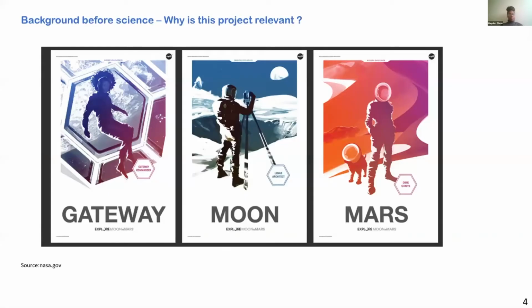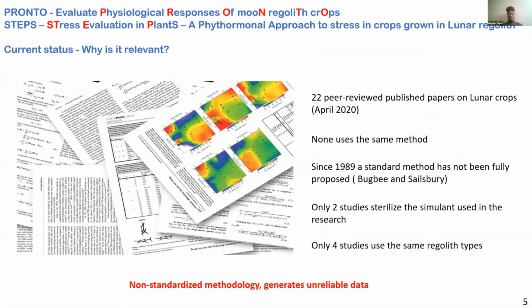First, before we start, a little bit of background: why is this important? As of April 2022, there have only been 22 peer-reviewed published papers on lunar crops. Of these 22, only 2 research studies have used sterilized simulant, and the other 4 of those have used the same regolith types. Throughout these 22 reviewed papers, there has been no standardized methodology. If there's no standard methodology, it generates unreliable data.